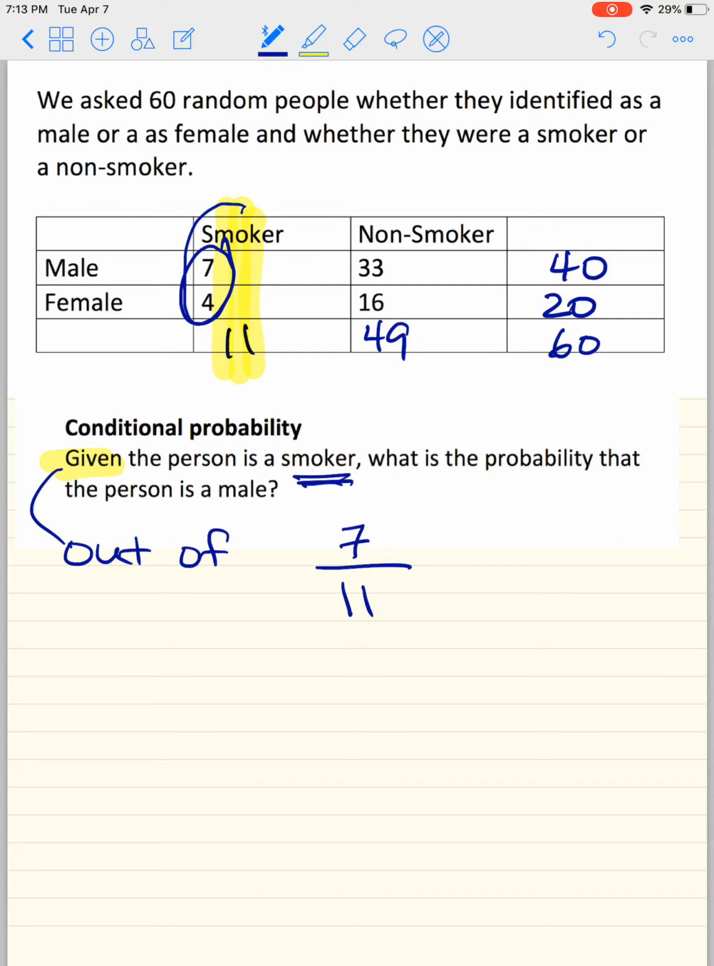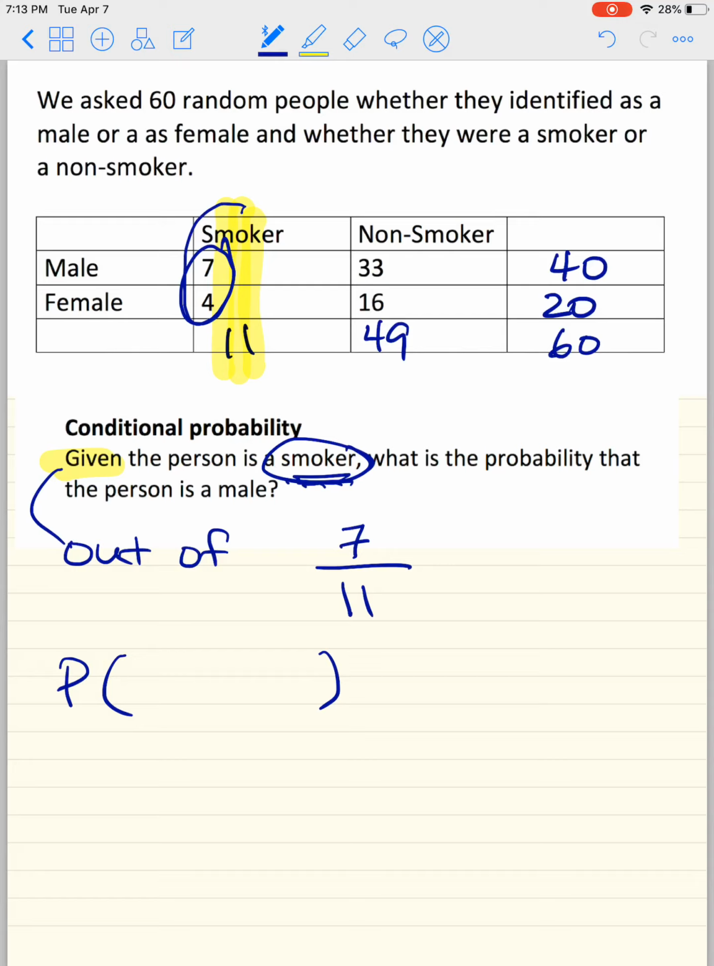Because this is a conditional probability. The condition is that we don't want it out of everybody. We just want it out of the smokers. So it's almost like, hey guys, let's separate into two groups, smokers and non-smokers. Now, if you are a smoker, how many of you are males? 7 out of 11. So let me just show you the notation, okay?